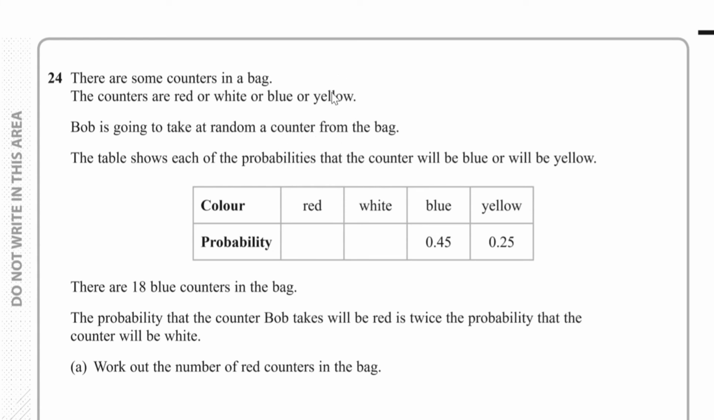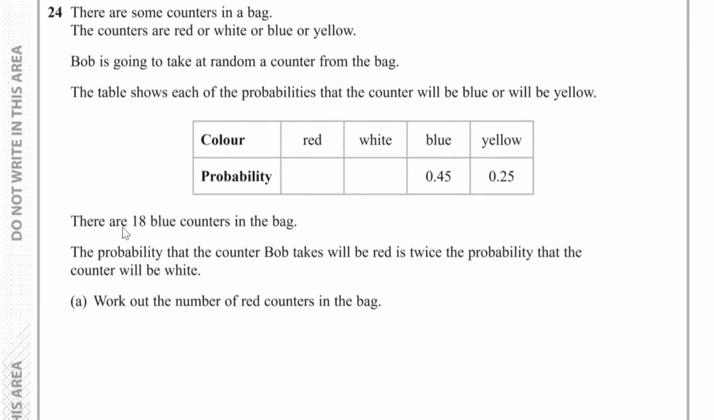Question number 24. There are some counters in a bag. The counters are red or white or blue or yellow. Bob is going to take at random a counter from the bag. The table shows each of the probabilities that the counter will be blue or will be yellow, and there are 18 blue counters in the bag. The probability that the counter Bob will take will be red is twice the probability that the counter will be white. What we have to do for part A is work out the number of red counters in the bag.